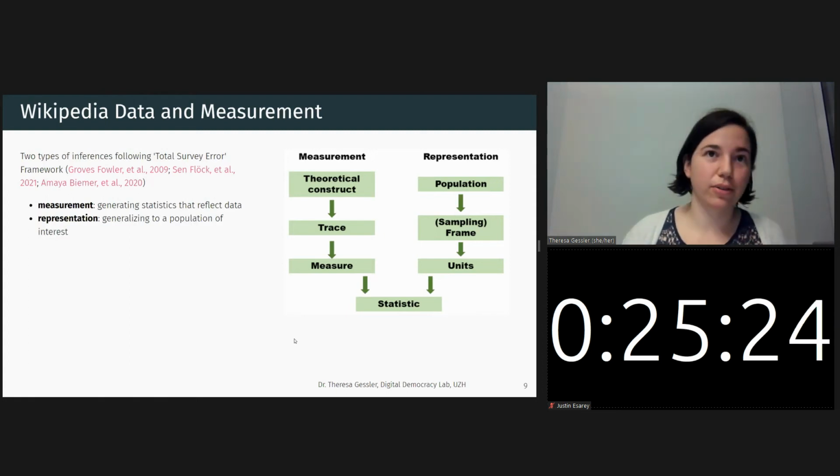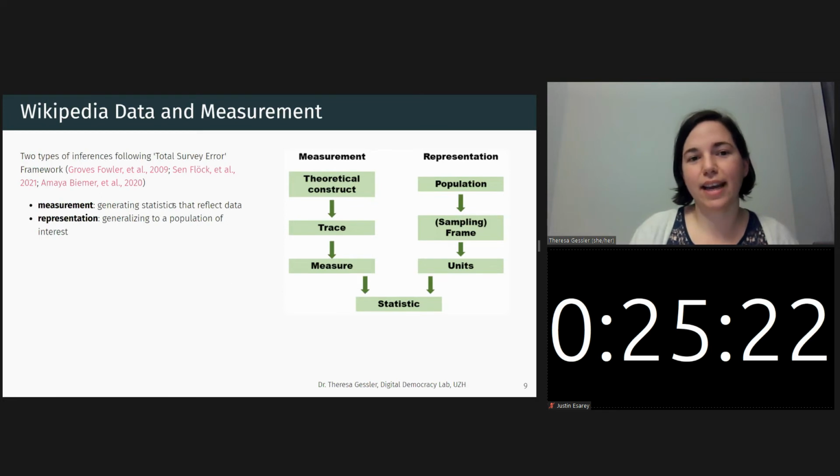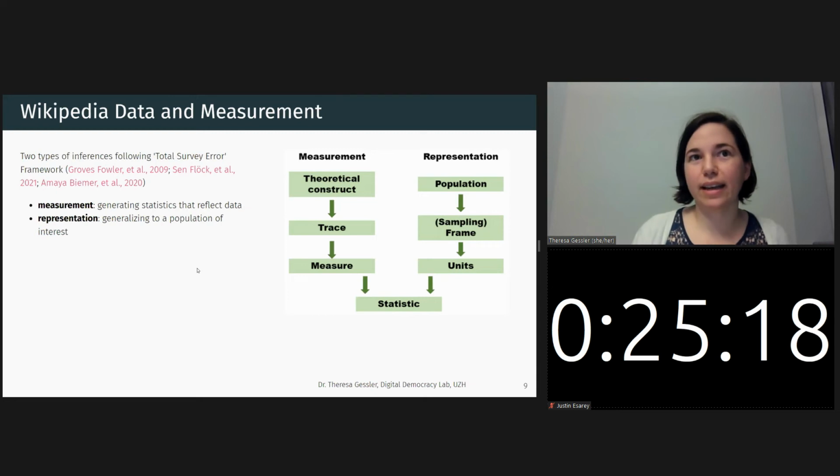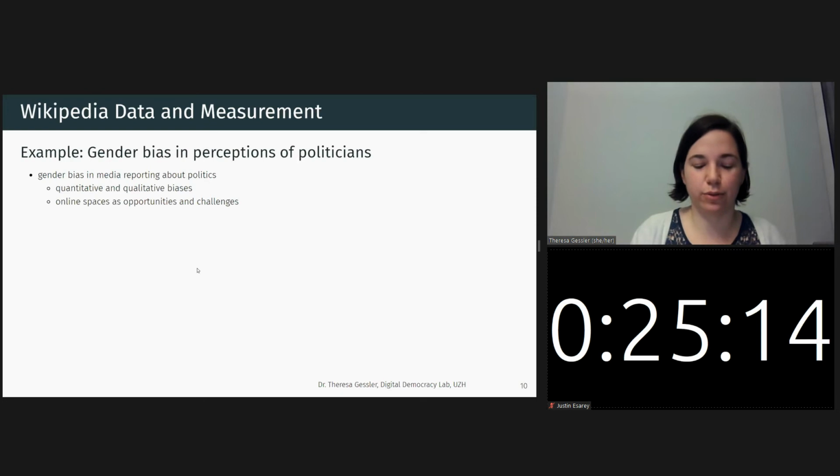This, of course, has also been applied to digital trace data. I have two references here if you want to look this up. But what I'm taking from it is really mostly this big question of these two types of inferences.